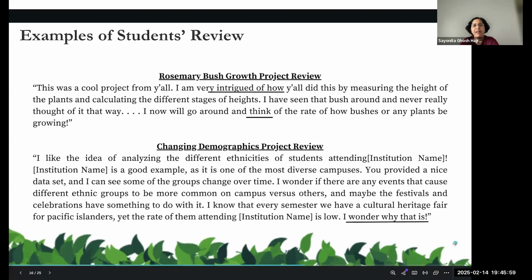So here the reviewer values the analysis of student diversity, wonders how events influence enrollment trends, and questions why specific group enrollment remains low despite different programming offered each semester. And this is a good example of how students are noticing their surroundings more.